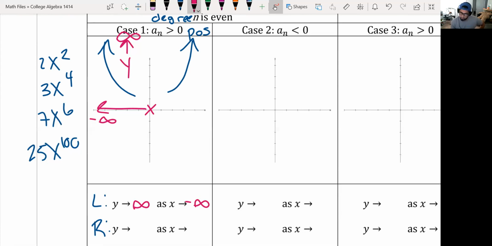On the right side, look at your y values again. Your y values are headed towards infinity again. But this time, on the right side of the graph, as y heads towards infinity, x is now headed towards positive infinity. So we are wondering, what is x doing as y is getting larger and larger, right? Or you can say it the other way. What is y doing as x is getting infinitely small or as x is getting infinitely large? Okay, so there's graph case 1.